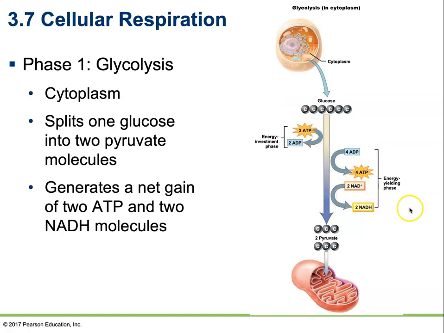We're also going to produce 2 NADH molecules during this phase. We're going to talk about NADH molecules a little bit later on, but just know that NADH is going to help us gain more ATP further down the road. So this step generates a net gain of 2 ATP. As I said before, this step does not require oxygen. This is an anaerobic step in cellular respiration. Overall, cellular respiration is going to require quite a bit of oxygen, but this initial step does not.